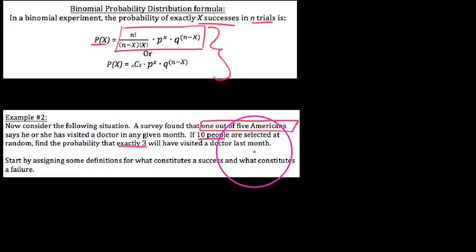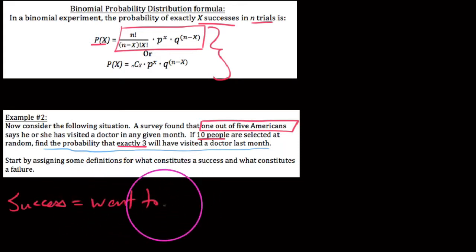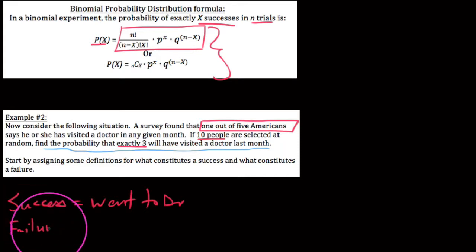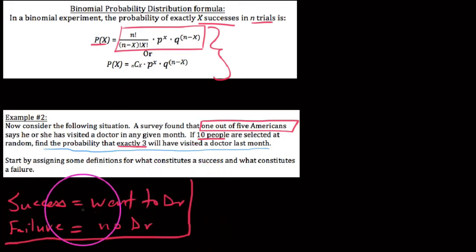Okay, so in this instance, the first thing we want to do is write out what constitutes a success and what constitutes a failure. And so since the probability I'm being asked to find here is the probability that exactly 3 will have gone to the doctor, then we'll write this. We say success, and we write this off to the side here, equals went to doctor. Went to the doctor will represent a success. So if that's a success, then anything but going to the doctor would be a failure. So we just say no doctor, and we'll keep it simple like that. But this is what constitutes a success and a failure.